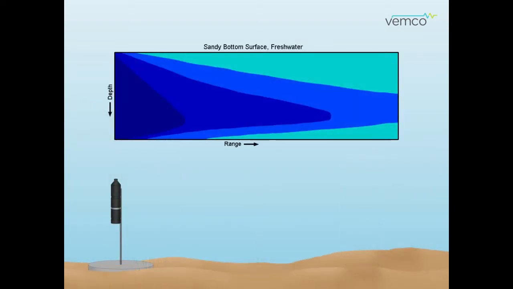Another aspect of the environment that can affect acoustic signals is the bottom type. A graph of the signal-to-noise ratio at different distances and depths in an area with a sandy bottom looks like this, where the darker the blue, the larger the signal-to-noise ratio. The teal color indicates the ratio is very low and the signal is lost in the noise.